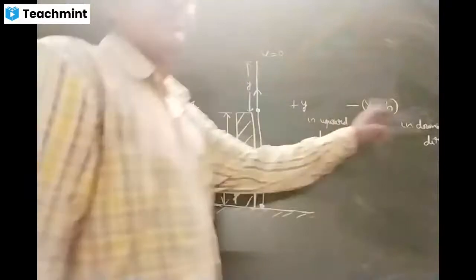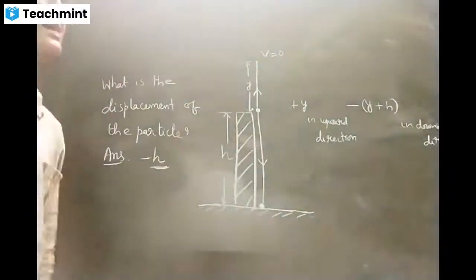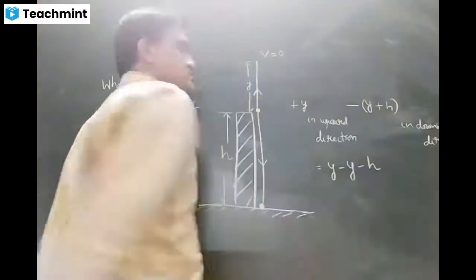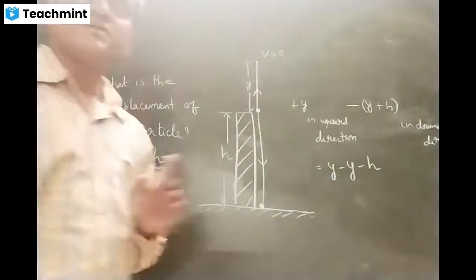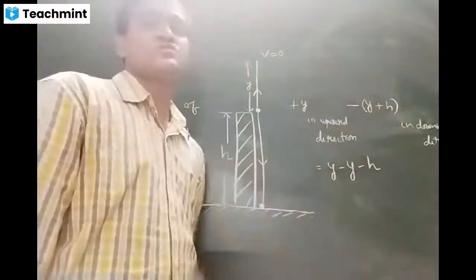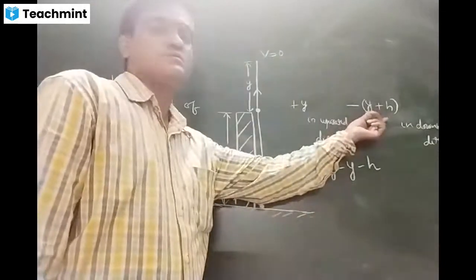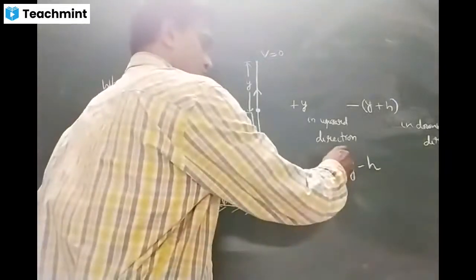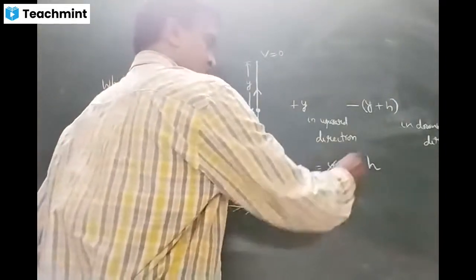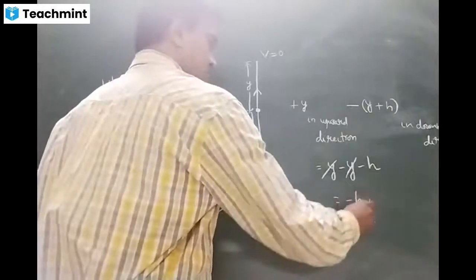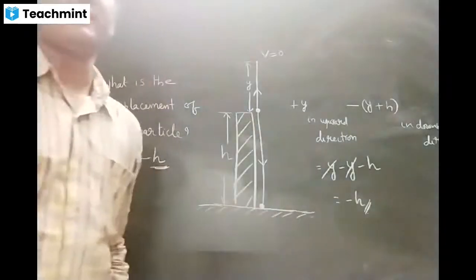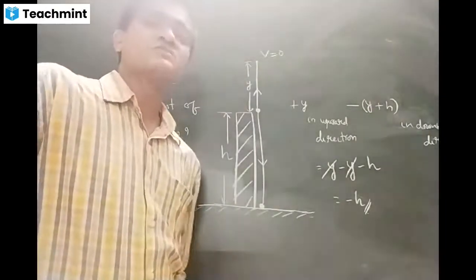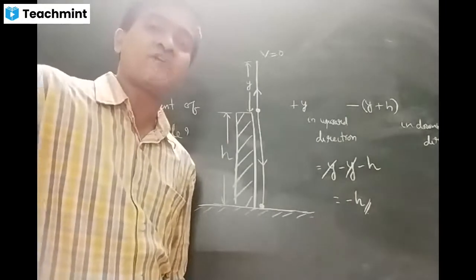Now, when I sum up these two, what will I get? When I add these two, y minus h. When I expand the brackets, y minus of minus h. Y and minus y get cancelled. Minus h remains. Displacement is equal to minus h.